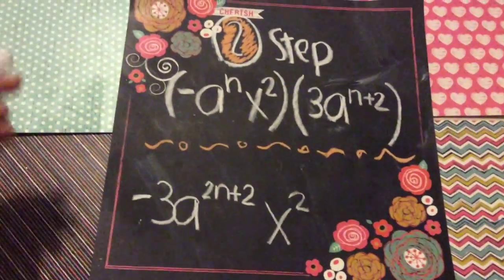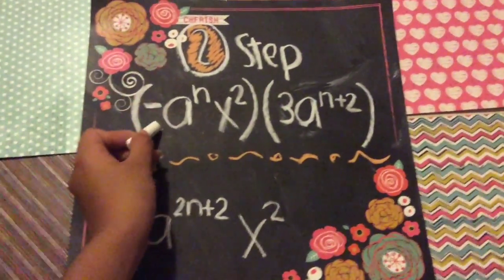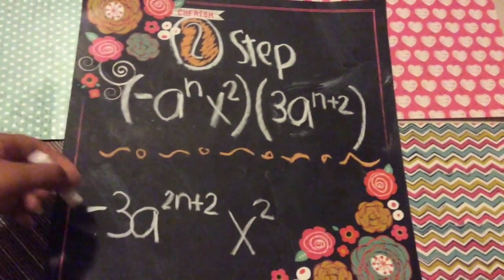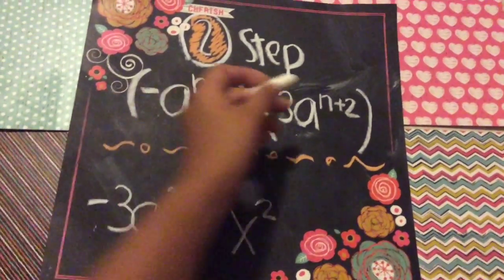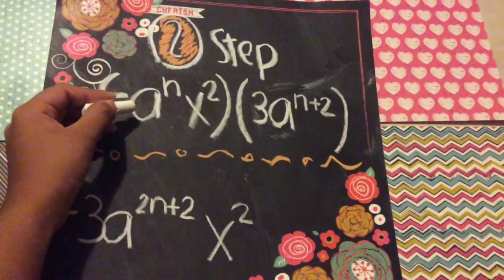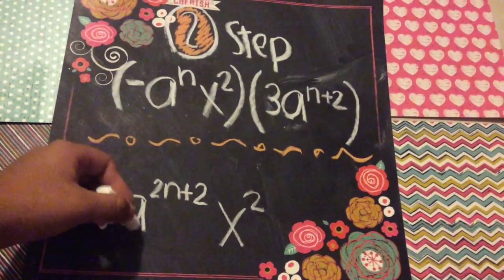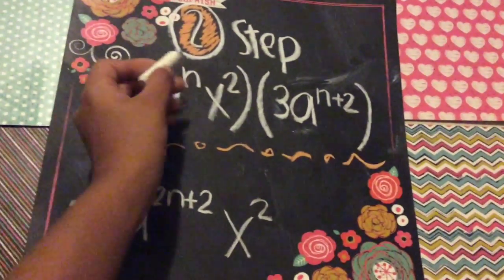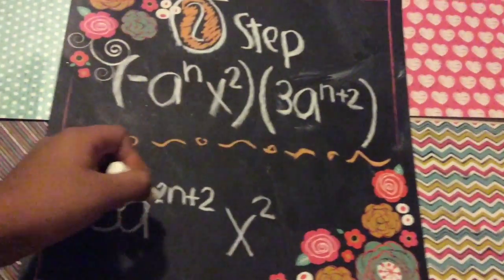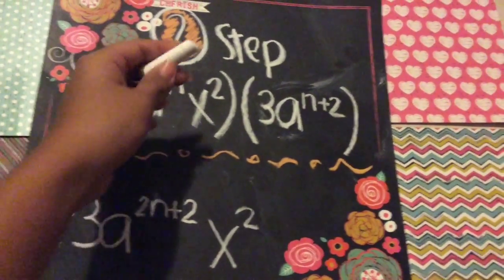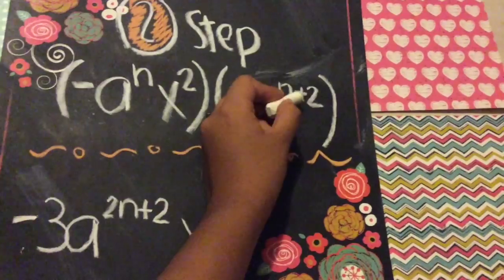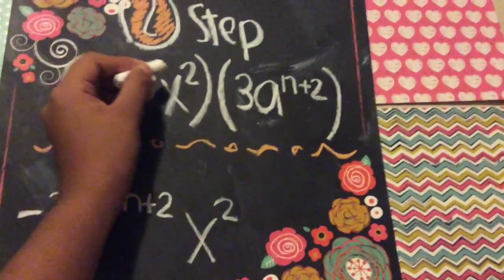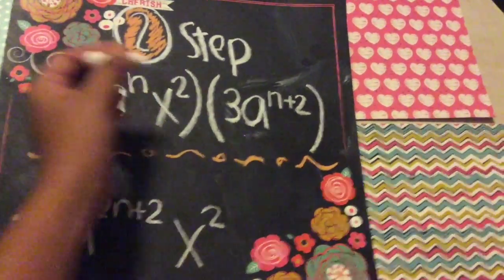This is going to be our second step. We need to multiply this and this. We have negative and positive, so it's going to be negative. We have here 3, and here we have 1, so it's going to be 3a. The exponents add, so it's 1n plus 1n is going to be 2n, and here we have plus 2, so it's going to be 2n plus 2. Here we're going to have the same x, so it's going to be x.